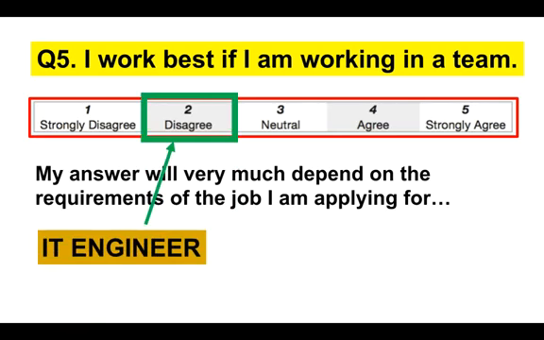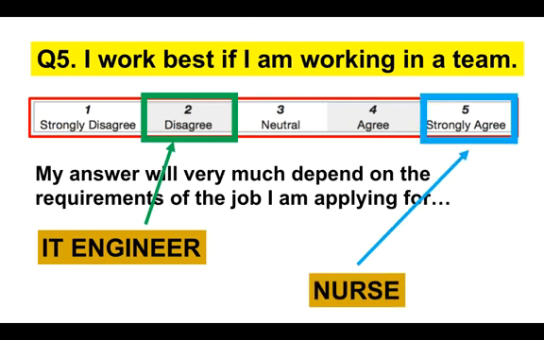So let's say I'm applying to be an IT engineer. Then I would put disagree, because IT engineers generally work better alone. So think about the role. If you are required to work alone and not so much as part of a team, then you would put disagree. But if you are applying, for example, to be a nurse, nurses work as part of teams, or firefighters, for example, then I would put strongly agree. I do work best if I'm working in a team. So think about what they are looking for.